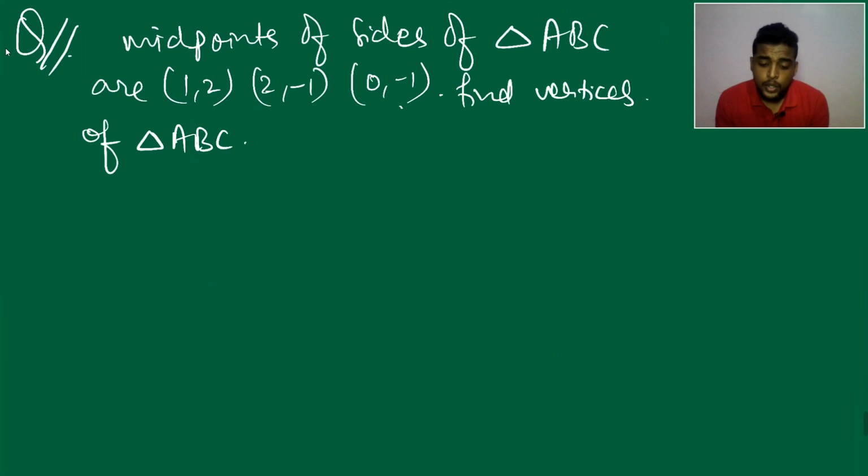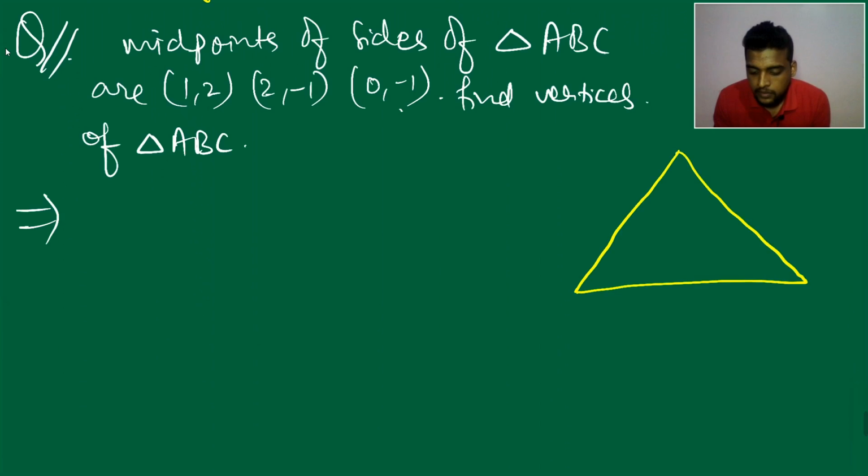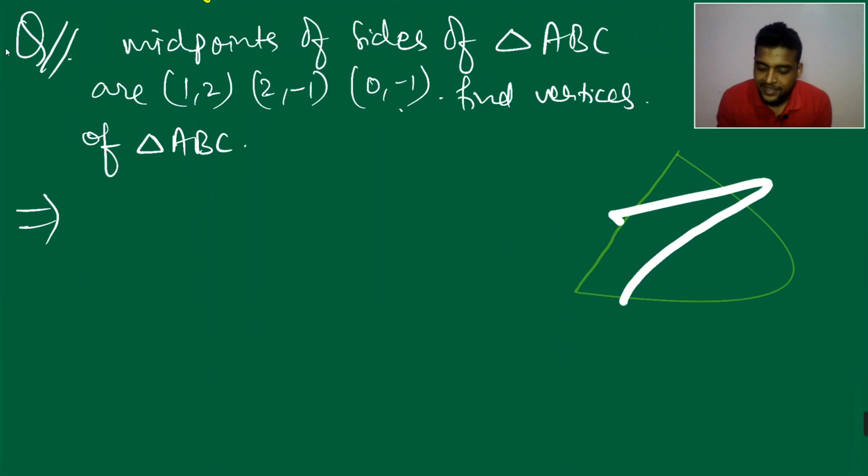Let me draw something so that, diagram after diagram, things will be clear. So this is the triangle.